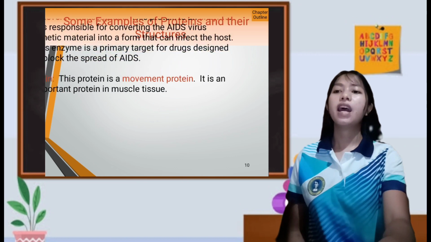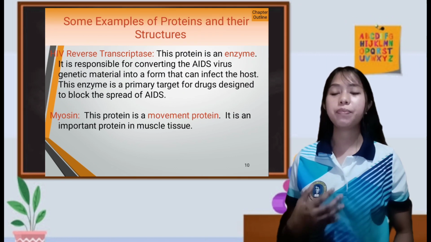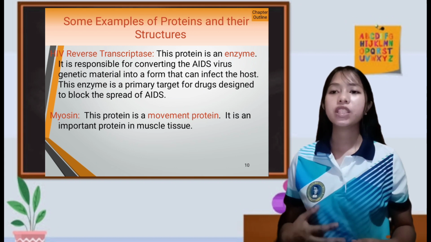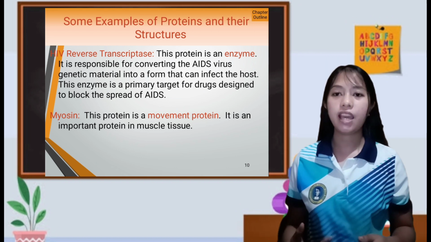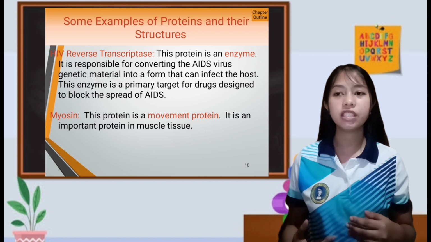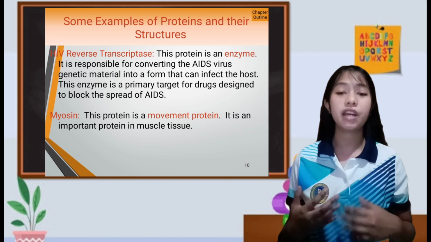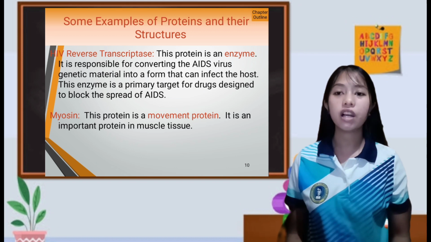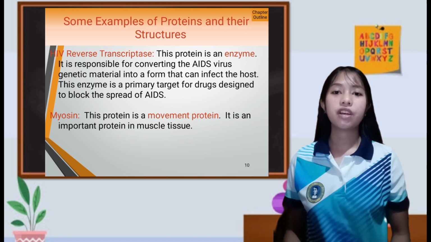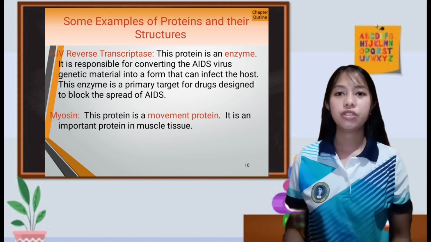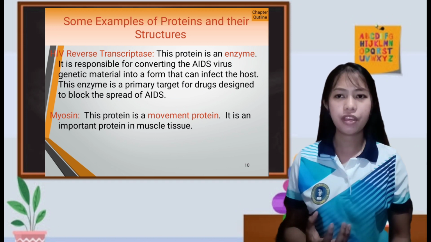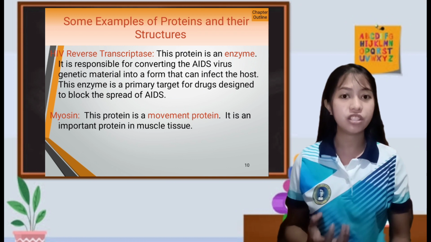Next is HIV reverse transcriptase. This protein is an enzyme. It is responsible for converting the AIDS virus genetic material into a form that can infect the host. This enzyme is the primary target for drugs designed to block the spread of AIDS. So these are the drugs that can block the spread of AIDS.